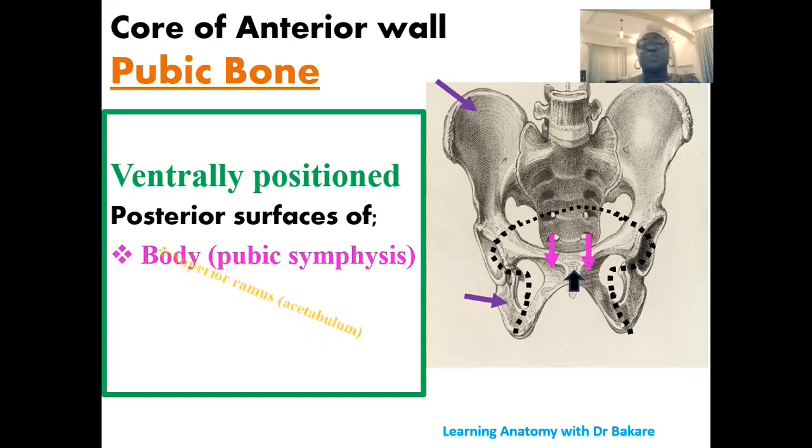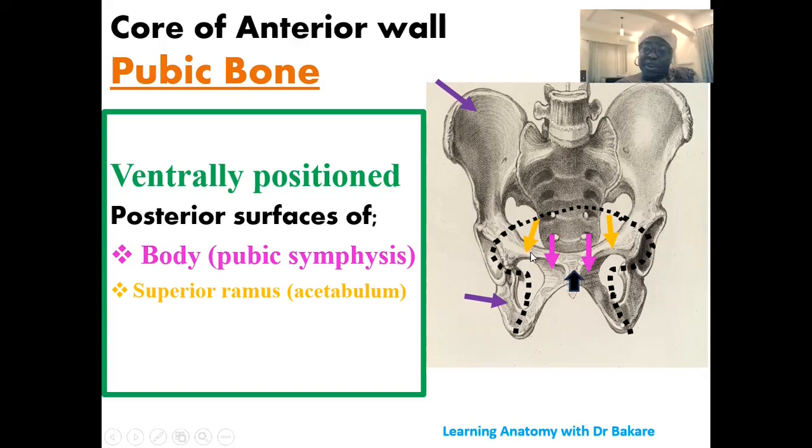We also have the superior extension from the body of the pubic bone, and this is the superior ramus. So we have the superior ramus here arrowed in yellow on one side. We also have another superior ramus here also arrowed in yellow. So the two superior rami are also seen to form the structural component of the anterior wall of the pelvic cavity. But specifically, it is the posterior surface of the superior rami of the pubic bone that is seen to contribute to this formation.